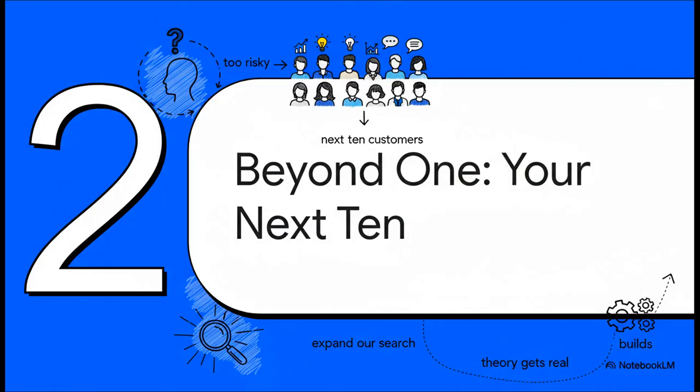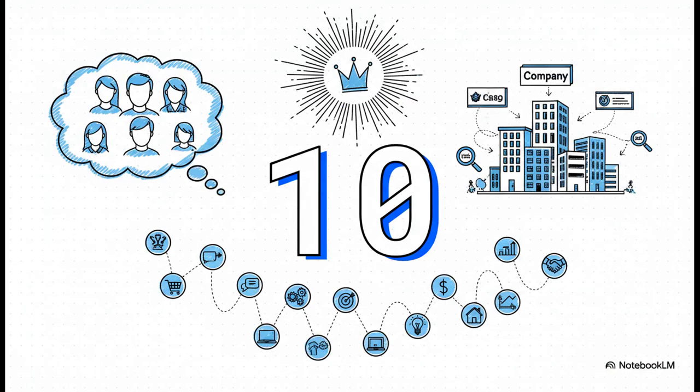Okay, so if a single persona is just too risky, what's the answer? Well, we have to go beyond one. It's time to expand our search. It's time to find our next 10 customers. This is where all that theory gets very, very real. And that's the magic number, 10. Your goal is super clear, and it's actionable. Find at least 10 potential customers. These have to be real people, real companies that fit your end user profile. But, and this is key, they are not the original person you based your persona on.